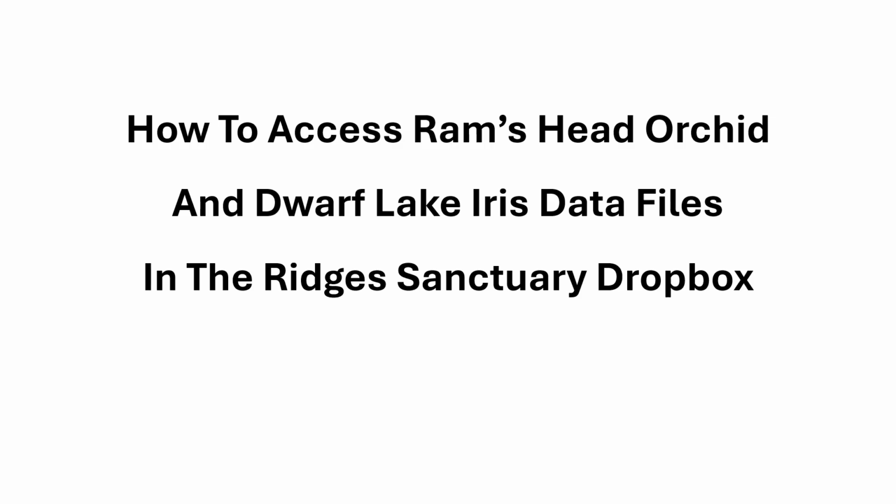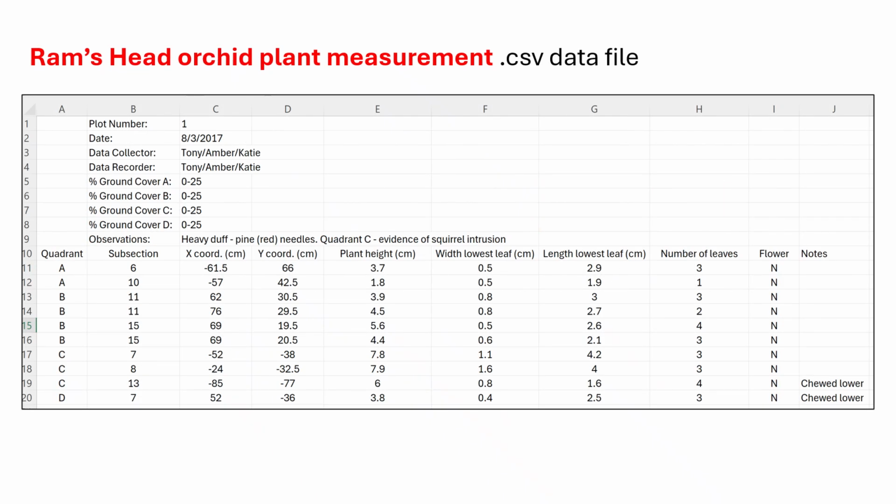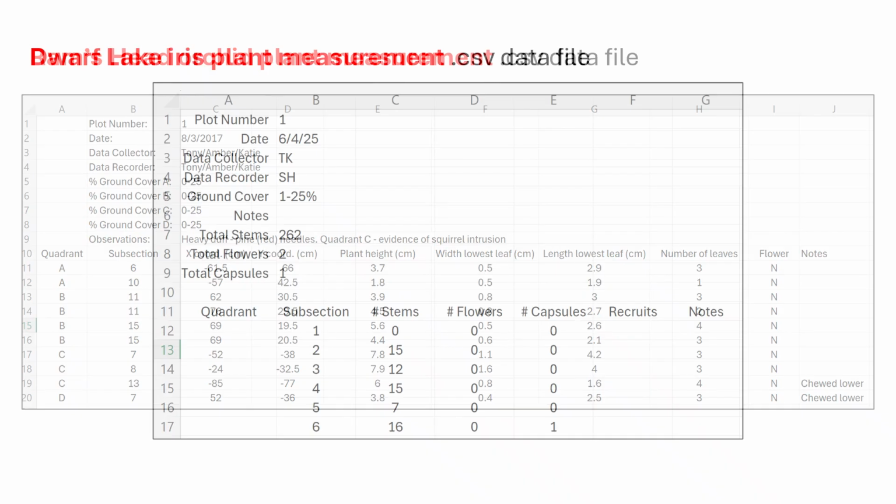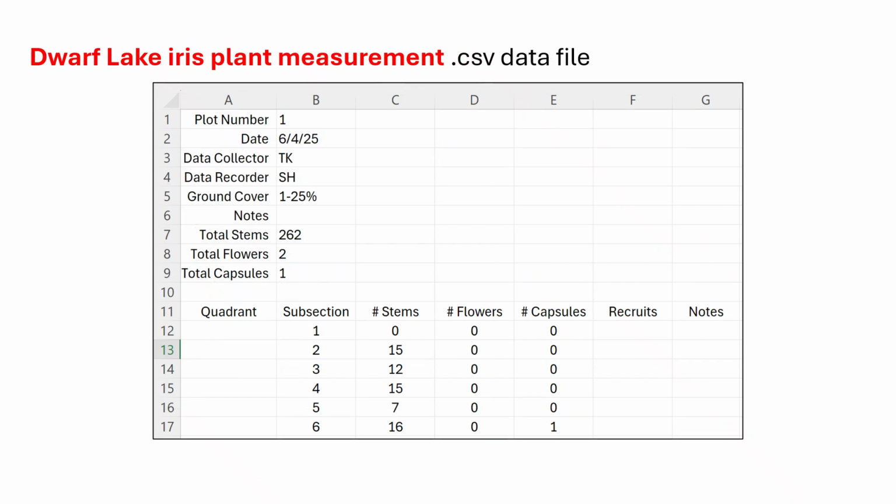We'll start with a very brief review of the types of data files we will be covering here. Here is a typical plant measurement data file for a Ram's Head orchid plot from 2017. And here is a typical plant measurement data file for a dwarf lake iris plot from 2025.